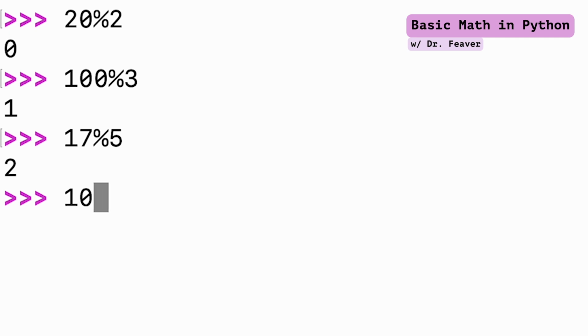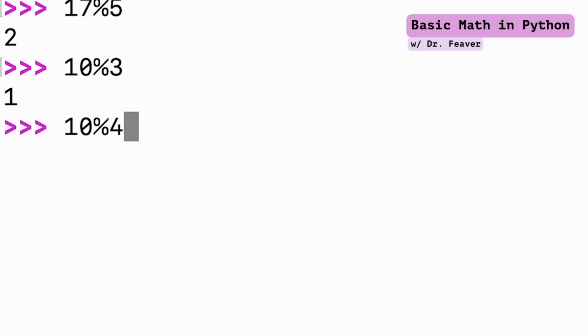10 mod 3 is going to be 1 because 3 goes into 10 3 times. We have 9. We have that 1 left over. And 10 mod 4, well, 4 goes into 10 twice. You have 4 times 2, which is 8. And then our remainder is 2. So 10 mod 4 is 2.